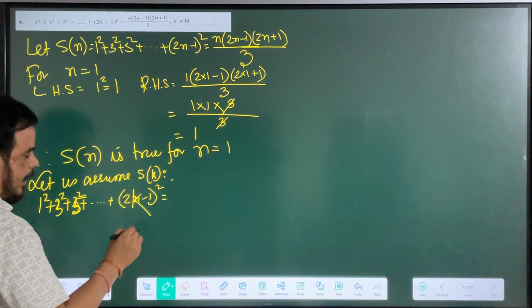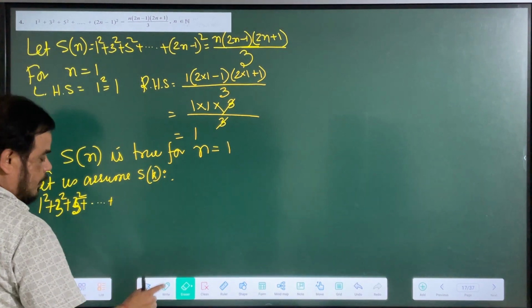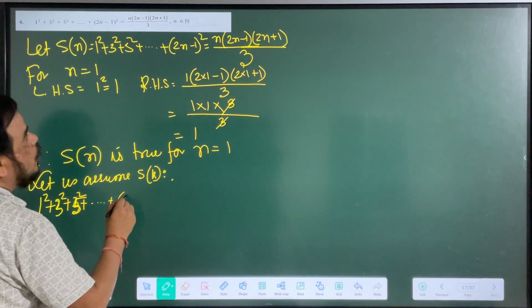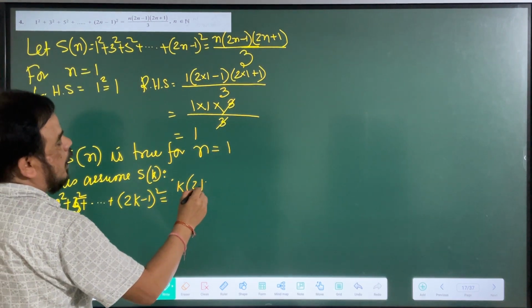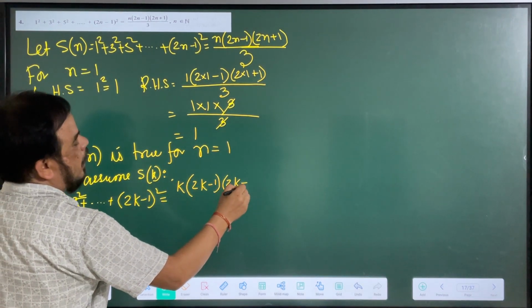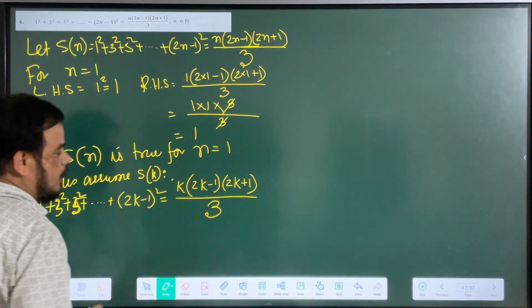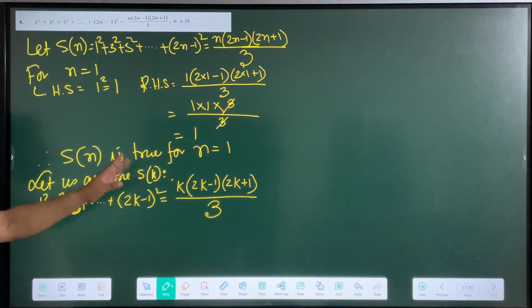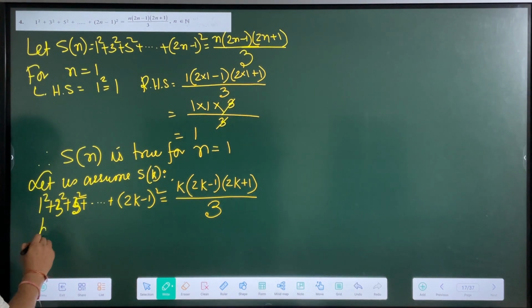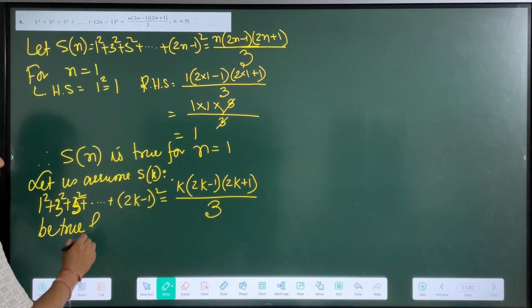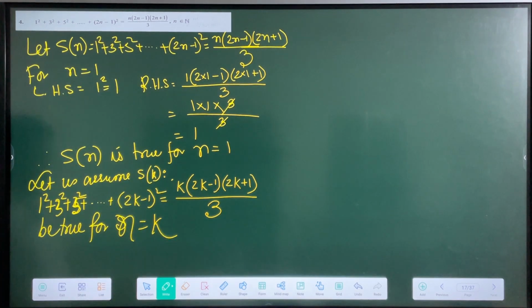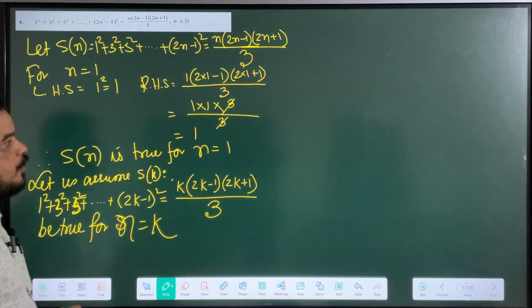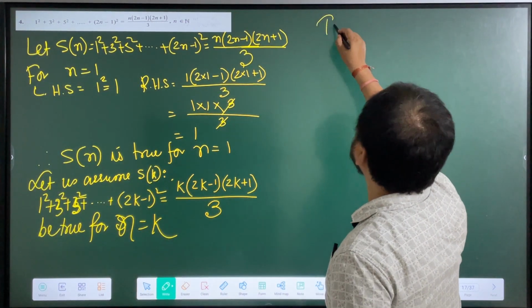Now what you have to write is k. Sk: 1 square plus 3 square plus up to 2k minus 1 whole square equals k into 2k minus 1, 2k plus 1 by 3, just putting the value of n as k. It will be true for n equals to k. That is assumed. Now to prove that.